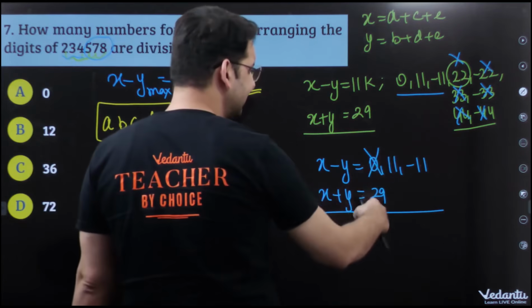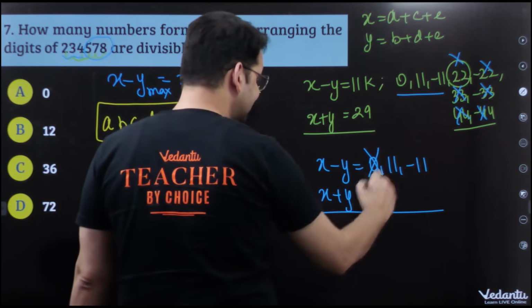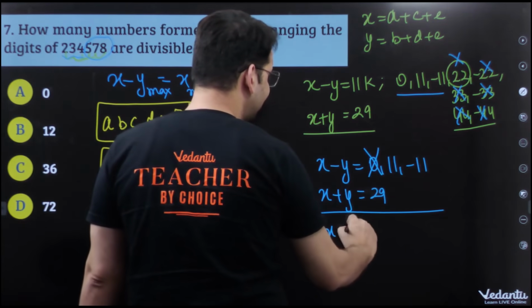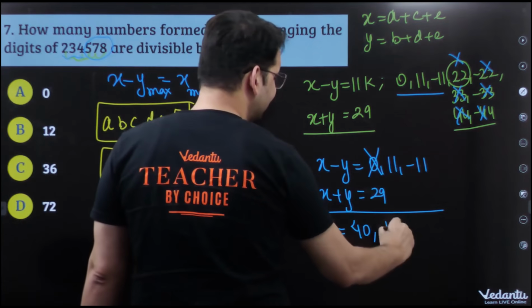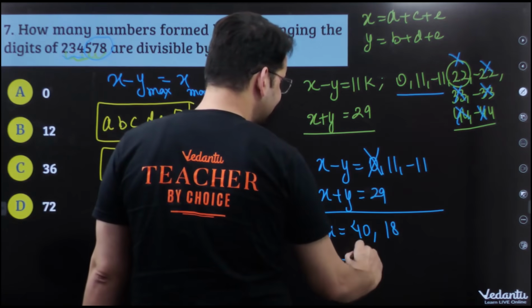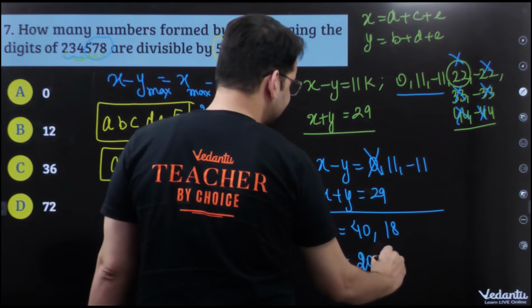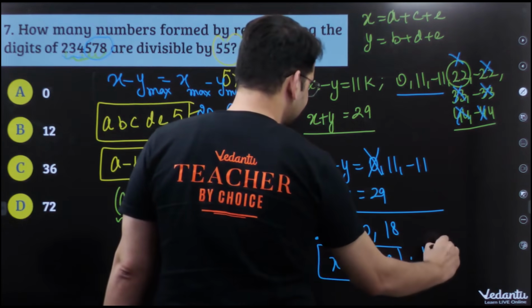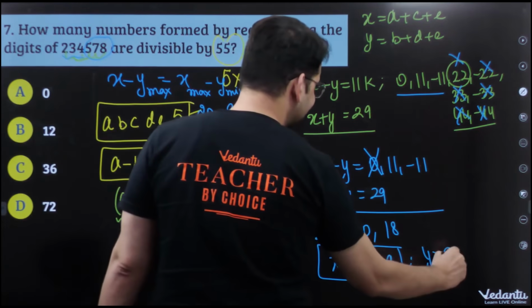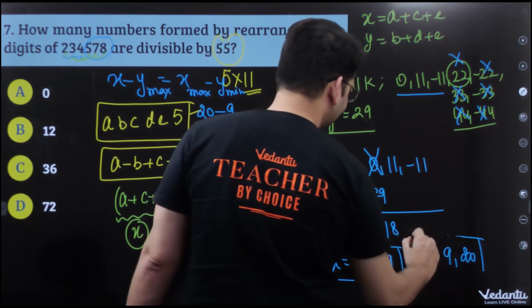So let us look at this case. Add करते हैं first case में. So 2x का value कितना आएगा, 40, and second case में 29 minus 11 is going to be 18. So x का value first case में 20 हो जाएगा, second case में 9 हो जाएगा. y का value फर्स्ट केस में 9 हो जाएगा, सेकेंड केस में 20 हो जाएगा.